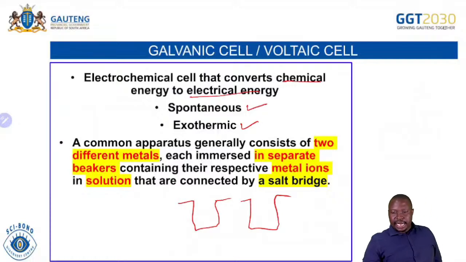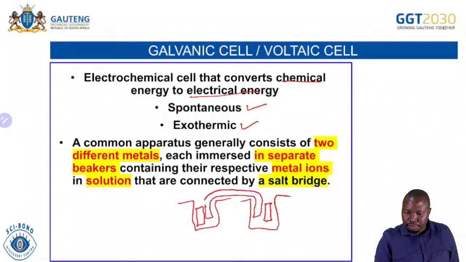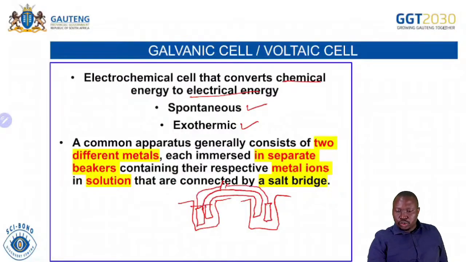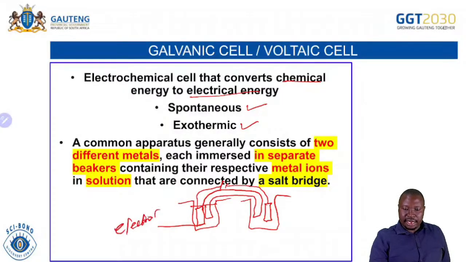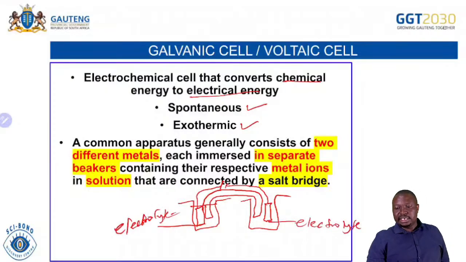In these two beakers, we're going to have our metals immersed inside, and a salt bridge that joins them. So you are able to see that we have a salt bridge that completes the circuit. Then you are able to see that this now is a galvanic cell. The metals are immersed in a solution, and that solution that conducts electricity we call an electrolyte.